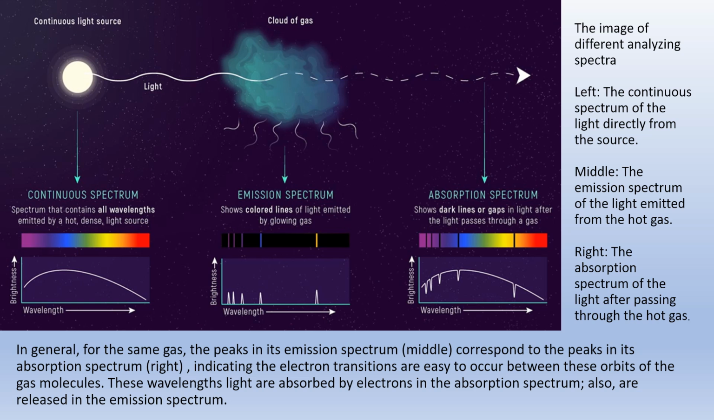In general, for the same gas, the peaks in its emission spectrum correspond to the peaks in its absorption spectrum, indicating the electron transitions easily occur between these orbits of the gas molecules. These wavelengths of light are absorbed by electrons in the absorption spectrum. Also, they are released in the emission spectrum.